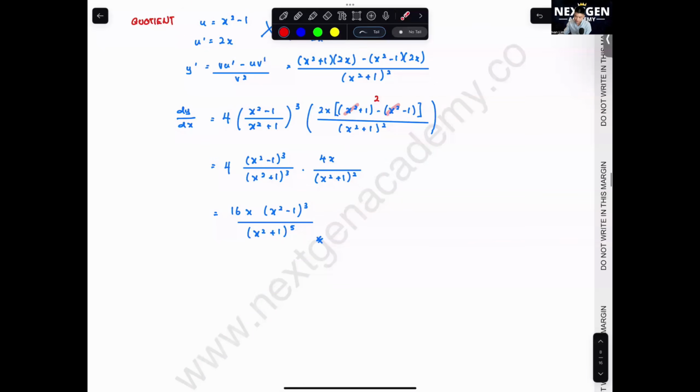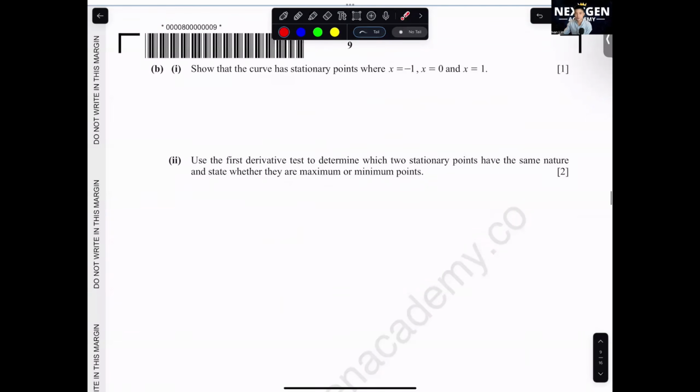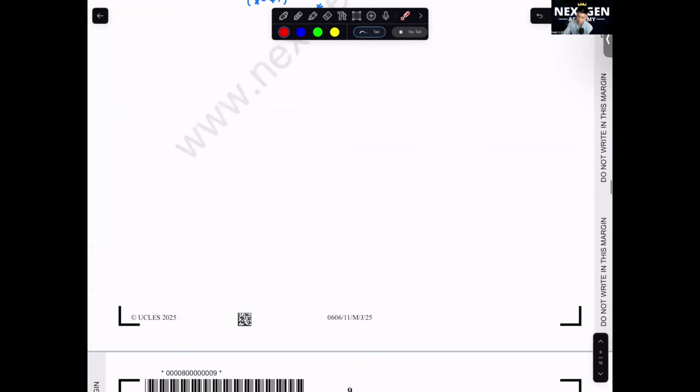Sorry, let's continue. This one is question B, the funny one. Anyone manage to do this question B? Don't know how to do, right? Especially question B number 2. We do question B number 1 first. Show that the curve has stationary points where x equals -1, x equals 0, and x equals 1. Let's think back again.